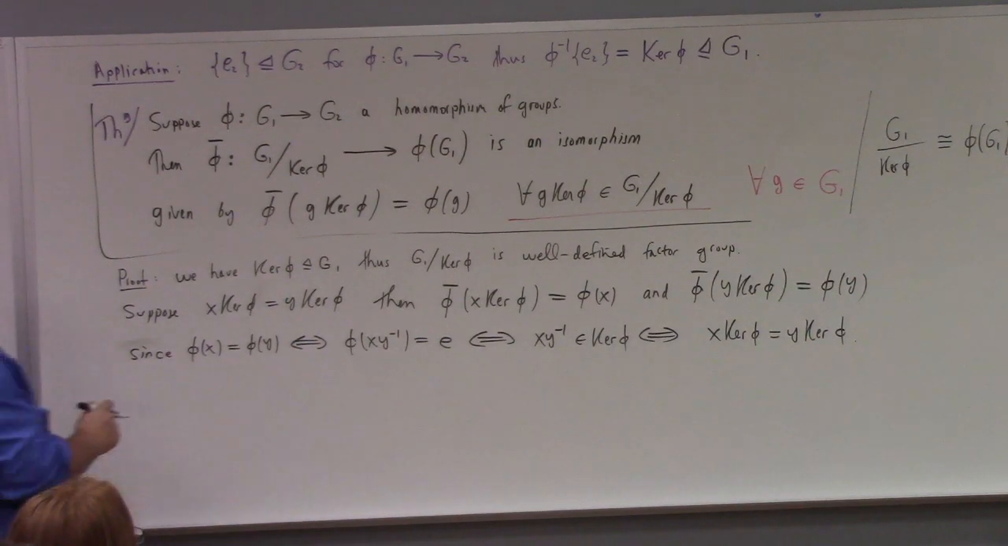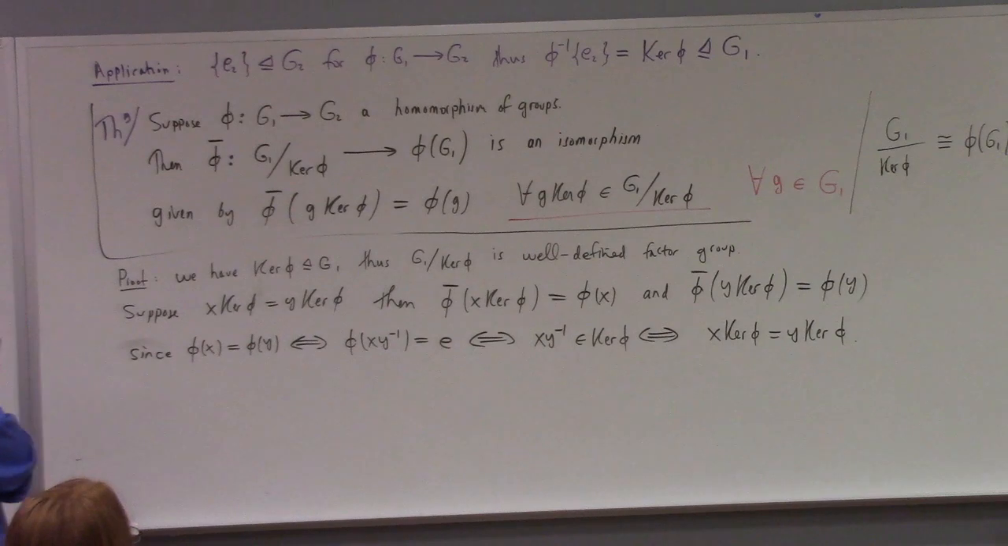So is it injective? I think what I have on the board also shows that it's injective, right? Because if phi of x kernel phi equals phi of y kernel phi, that is, phi bar of x kernel phi equals phi bar of y kernel phi, this implies phi of x equals phi of y, which is true if and only if the inputs are equal. So this actually shows one-to-one as well, right? What's left to show is just the homomorphism property.